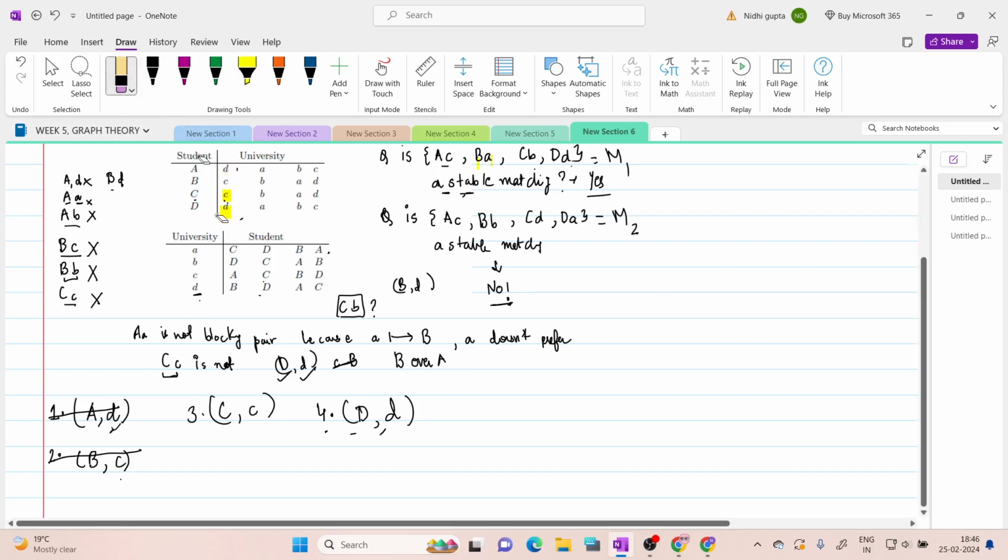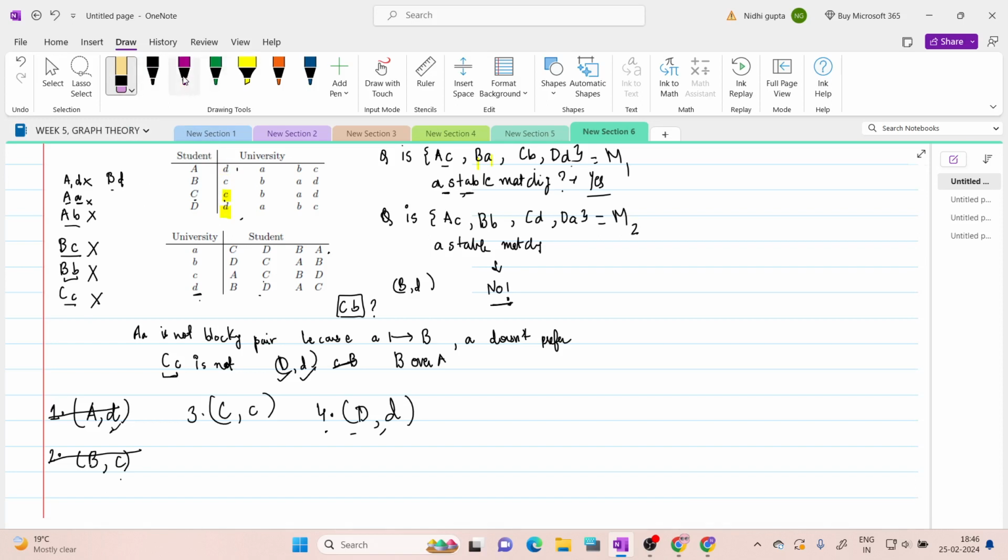Since the next free student is A, A has already applied to university D. So we won't look at D. We look at the second choice. Since small a is free, A will be the next pair. And what about B? The next free person is B. And since little b is also free, B and little b will be the next matching. So this is the stable matching.